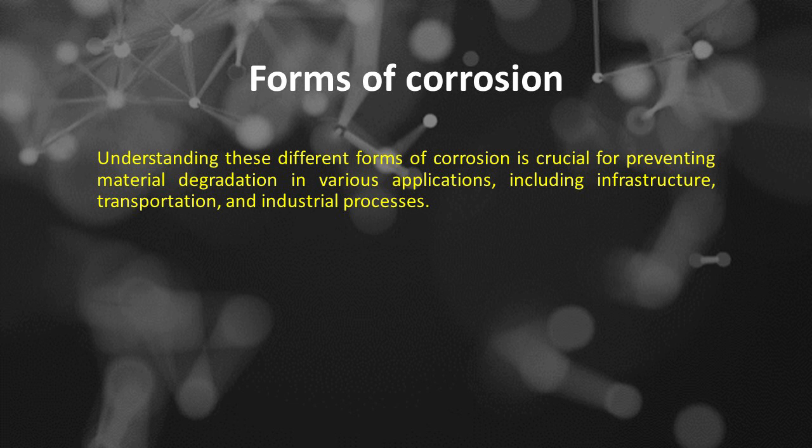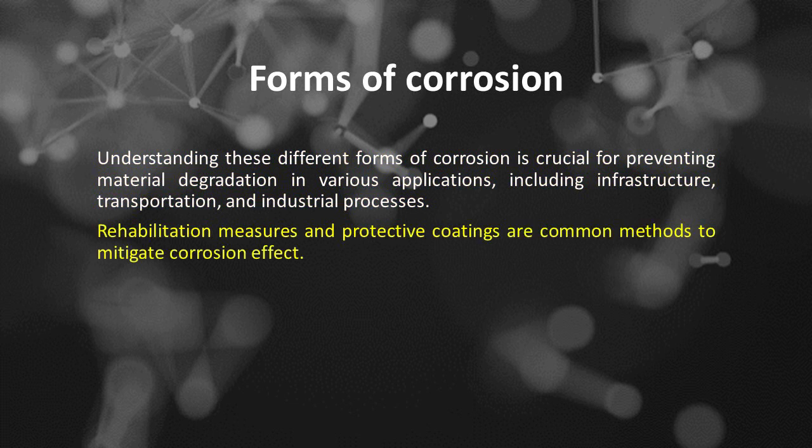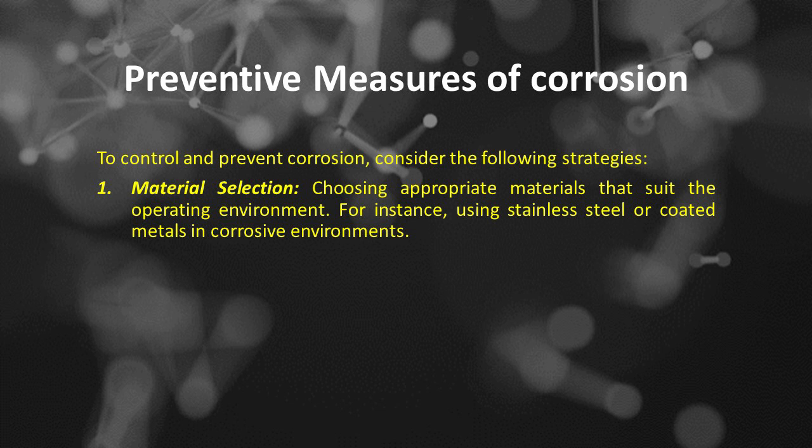Understanding these different forms of corrosion is crucial for preventing material degradation in various applications, including infrastructure, transportation, and industrial processes. Rehabilitation measures and protective coatings are common methods to mitigate corrosion effect. Preventive measures of corrosion. To control and prevent corrosion, consider the following strategies. Number 1 is material selection.